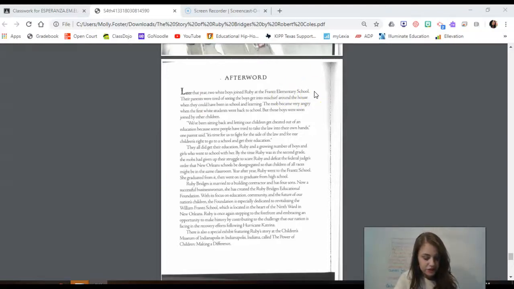Later that year, 2 white boys joined Ruby at the Franz Elementary School. Their parents were tired of seeing the boys get into mischief around the house when they could have been in school and learning. The mob became very angry when the first white students went back to school. But those boys were soon joined by other children.